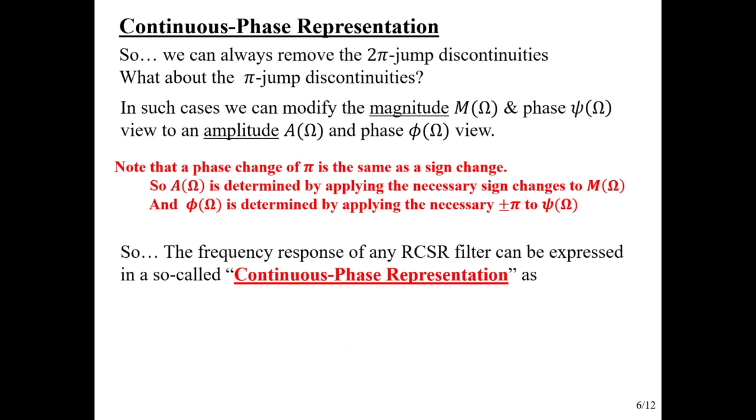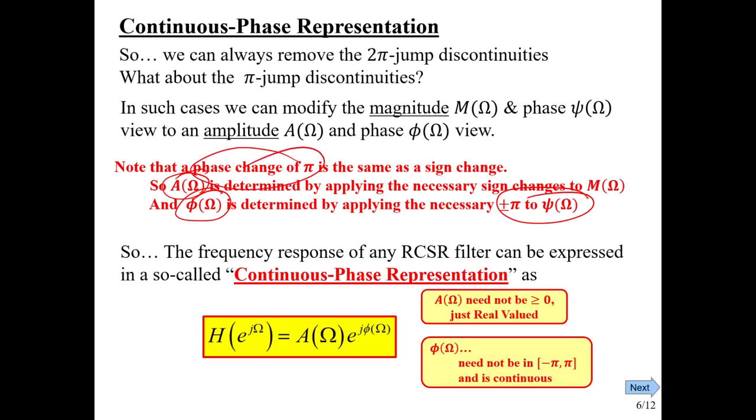So when we do this, when we change m to a to account for these jumps, we'll end up with a different function phi, which will be the psi with various plus or minus pi's associated with them. So kind of along the lines of what we did for unwrap, although for unwrap we didn't need to fuss or modify the magnitude because changing by 2 pi doesn't change anything, but changing by pi is going to change the sign.